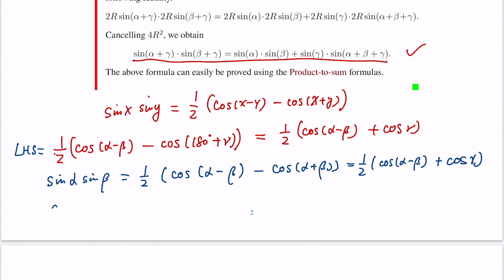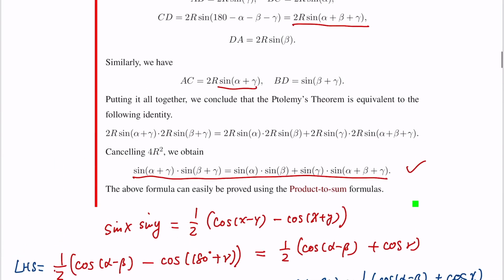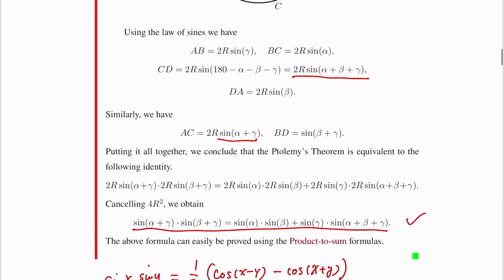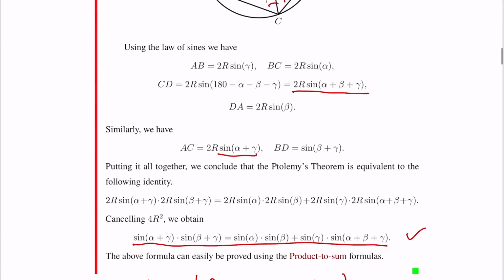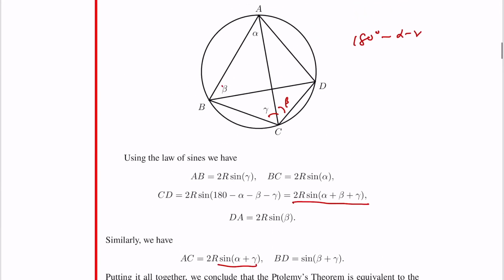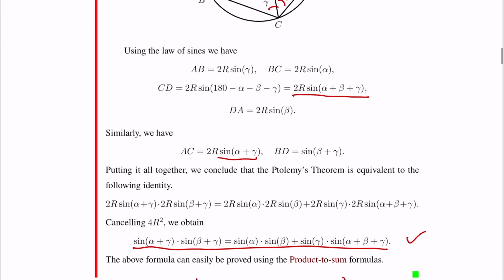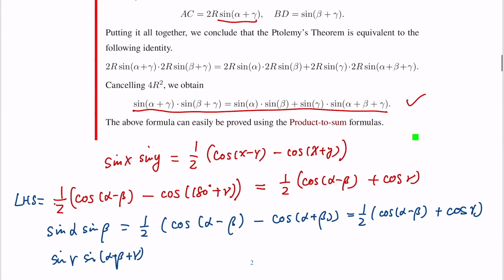Let me try the last one. Sine gamma, sine alpha plus beta plus... oh, how come sine alpha plus beta plus gamma, that's 0? I computed wrong. Oh, okay, sorry. Alpha plus beta plus gamma is not equal to 180 degrees. I made a mistake here. So the previous one is correct.